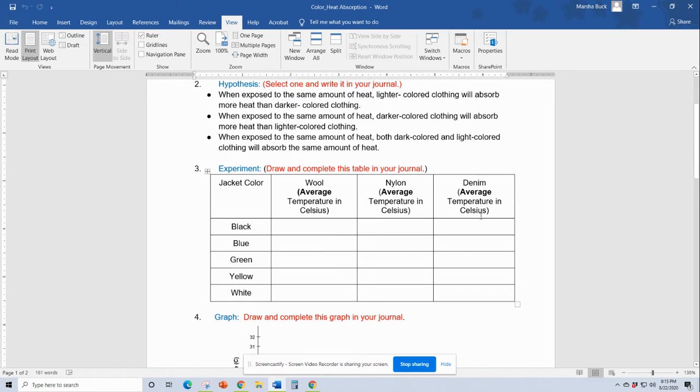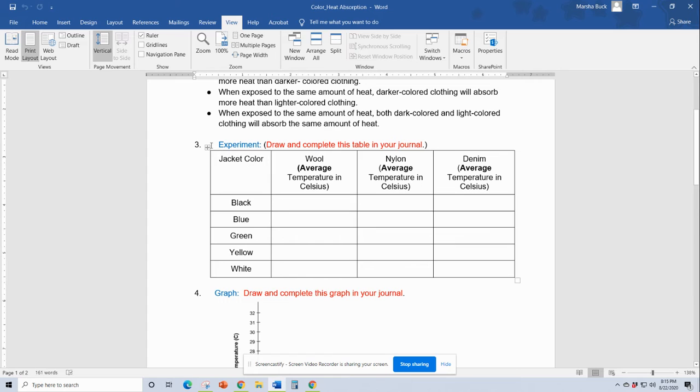All right, for number three, we need you to actually draw this in and have it ready. Okay, draw this in. Write jacket color, black, blue, green, yellow, white. And you want to go ahead and write these words in. You'll be testing wool jackets. And I will be showing you in just a minute. I'll remind you how to get the average temperature, how you average some numbers together. You'll be testing some different colors of nylon jackets and some different colors of denim jackets.